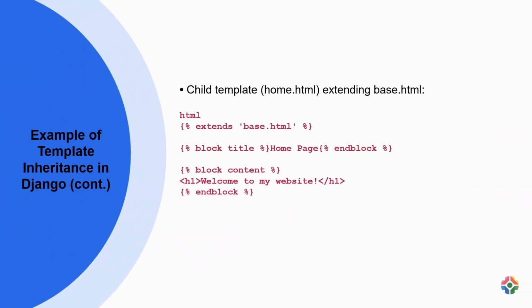A child template named home.html extends the base.html template. The title block is overridden to display homepage, and the content block contains a welcome message: "Welcome to my website." This structure ensures that the home.html template inherits the layout defined in base.html while customizing specific sections such as title and content. This method allows for consistent design and easy maintenance across multiple pages on a website.